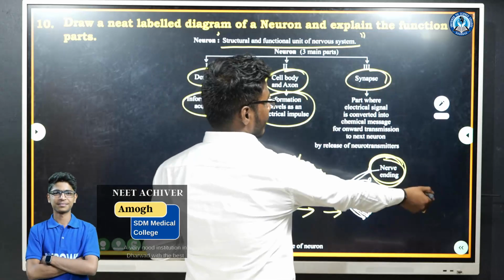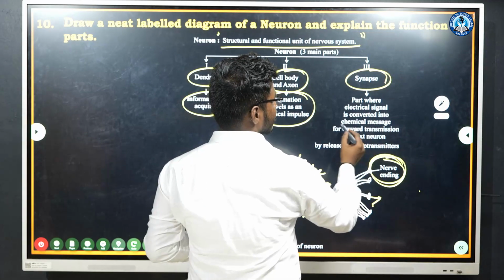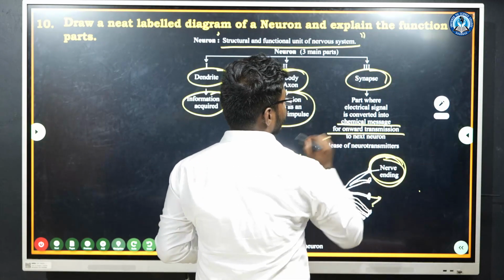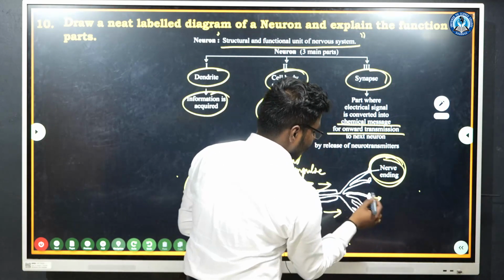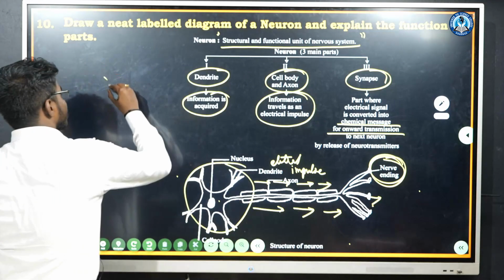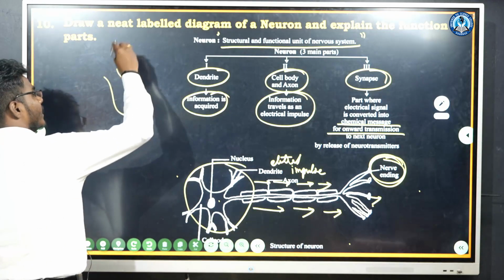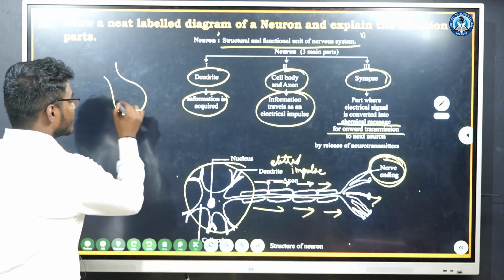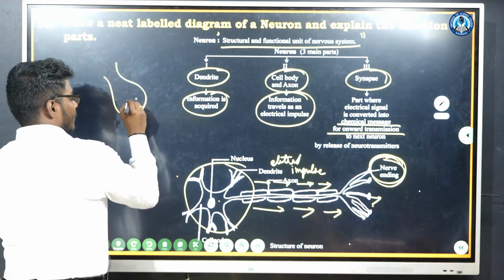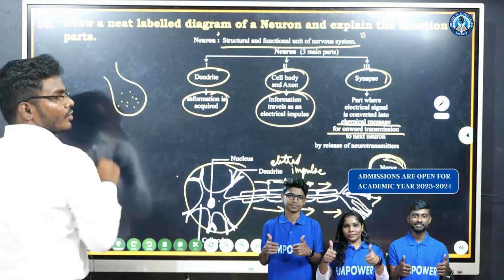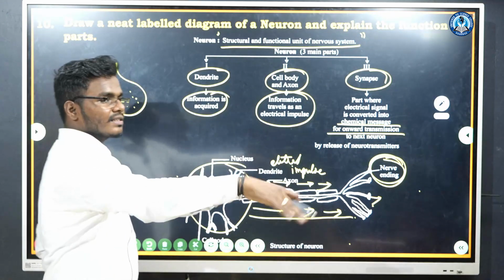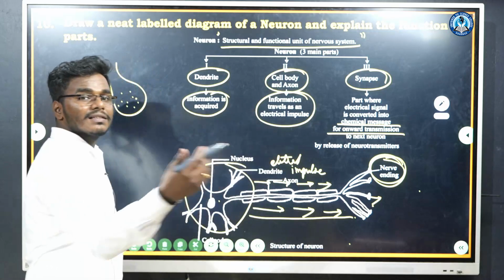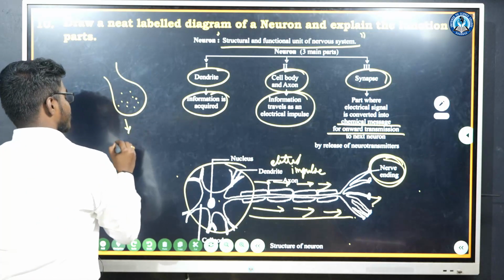That is the synapse, the part where the electrical signals are converted into chemical messengers. So from here, can you see this nerve ending? Let me draw this nerve ending here. This nerve ending produces the signals. Electrical signals have already been produced here. These electrical signals are further converted into chemical signals in the form of neurotransmitters.